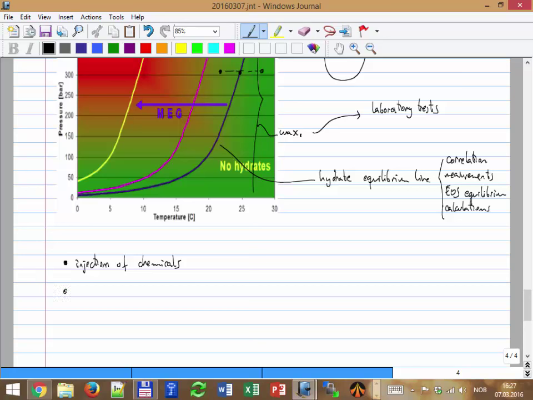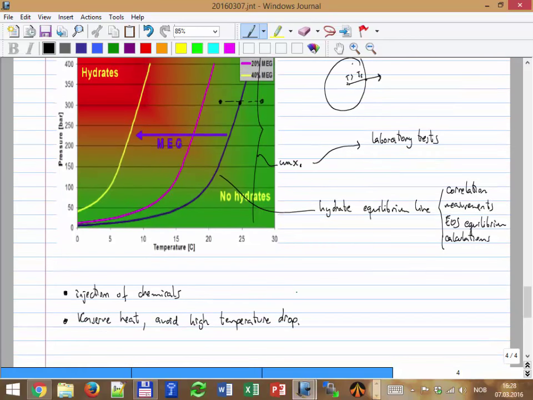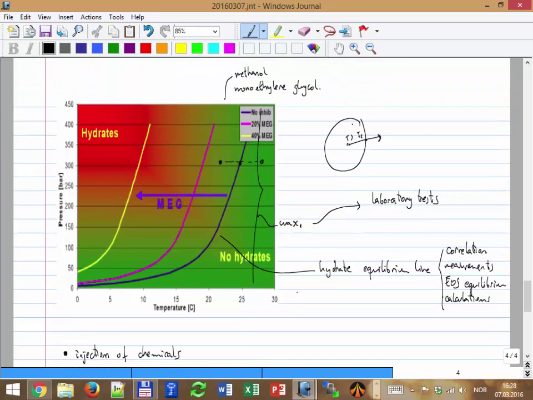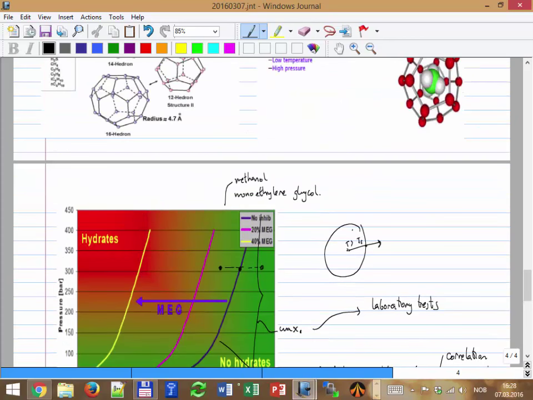One other approach is to conserve the heat, or avoid a high temperature drop. And for that really it's a bit limited what we can do because all the time the environment or the sea is at a lower temperature than the fluid, so we will have a heat transfer. So the idea is in a way to try to reduce the heat transfer as much as possible.